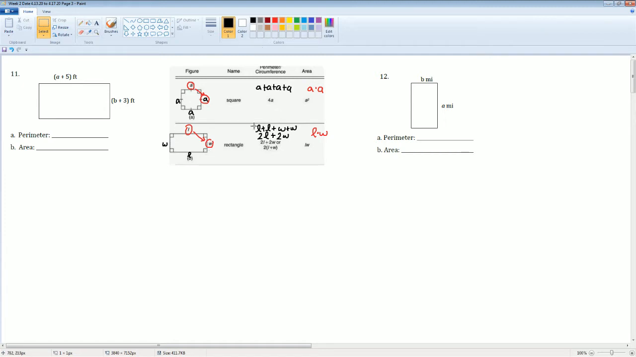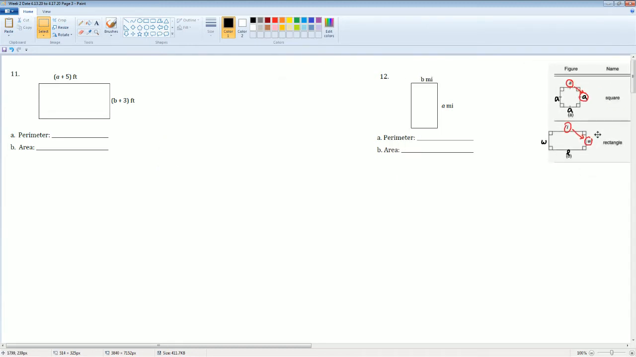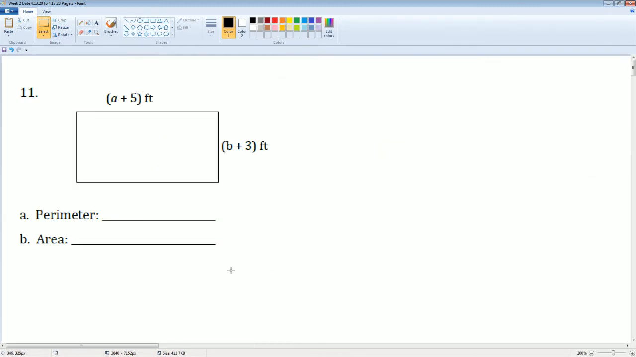The perimeter is when we go around, so it's length plus width plus length plus width. In short, you could write that as 2 times the length plus 2 times the width. The area is length times width. I'm just going to have the formulas here in case you need them, but we're going to work through it. First of all, we have to label our length and our width.